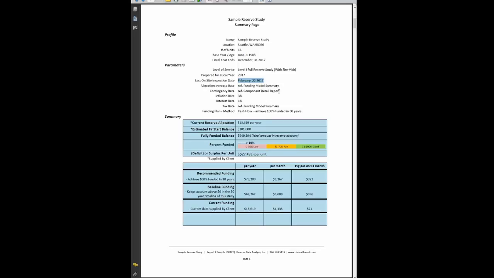Allocation, increase rate, and the contingency rate. These are going to be slightly different for each funding model, and those can be found later in the reserve study. We'll go over that in a few minutes. Inflation rate, this is just typically right about 3%.